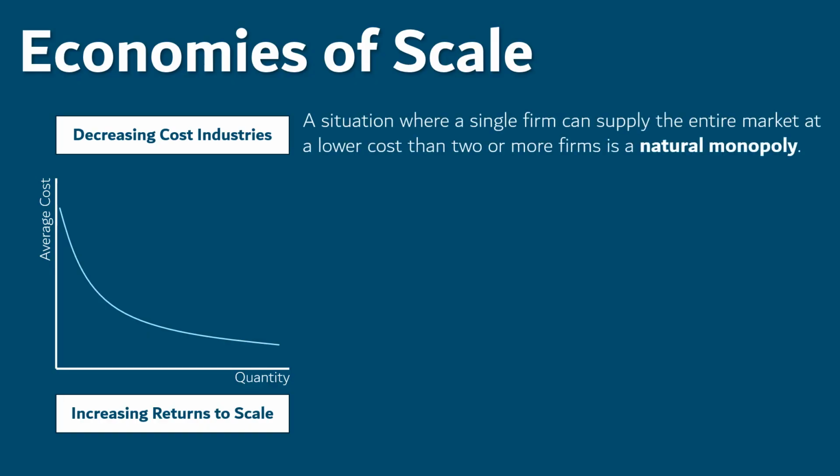A natural monopoly is a situation where a single firm can supply the entire market at a lower cost than two or more firms. You tend to see large firms in industries with decreasing costs or increasing returns to scale. Returns to scale refers to how output changes as you scale your business up or down.